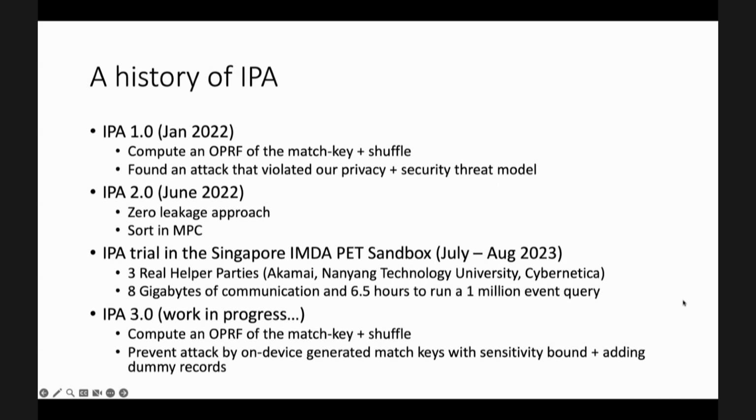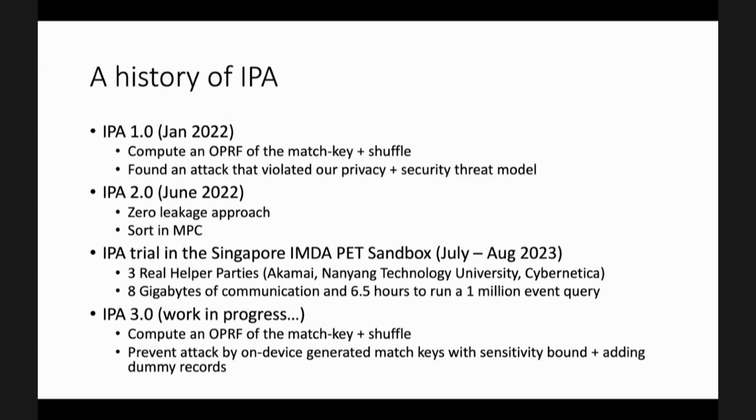So let me just give you a little bit of a history of our IPA proposal. We initially, like I said, launched this back in January of 2022. And the original design was based on an OPRF, an oblivious pseudo-random function of this match key, which would then be shuffled such that you wouldn't be able to link between the inputs and the outputs. Unfortunately, we found this attack that violated our privacy and security threat model. And so we had to go back to the drawing board and try to improve the design of this system.